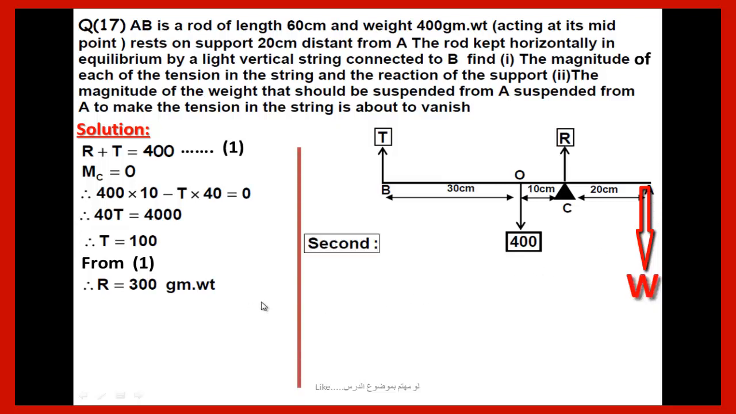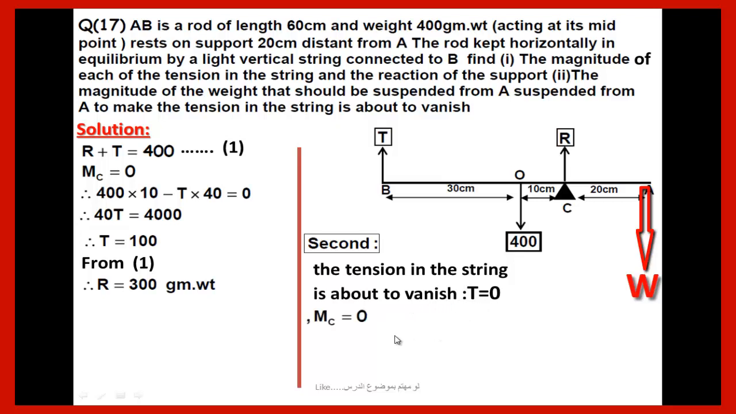So the tension in the string is about to vanish. It means T equals 0. So the moment about C equals 0. 400 multiply 10 minus W multiply 20 equals 0.